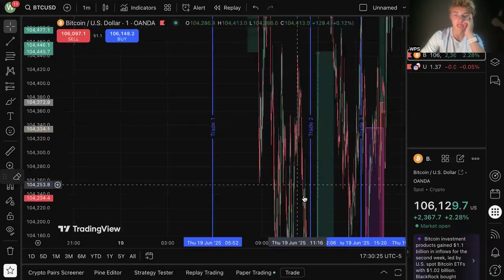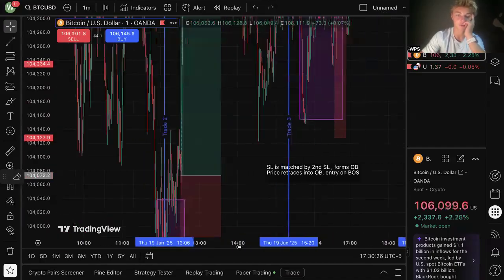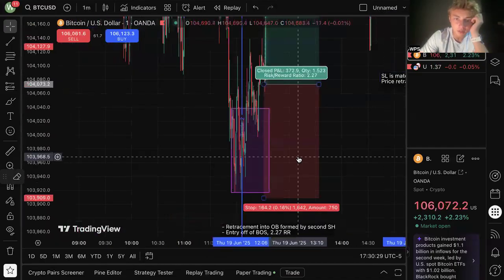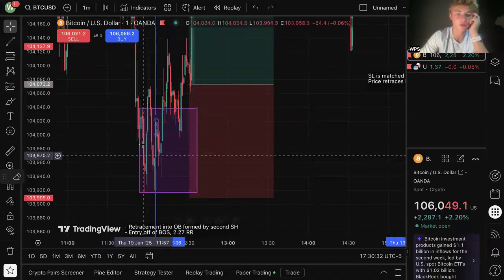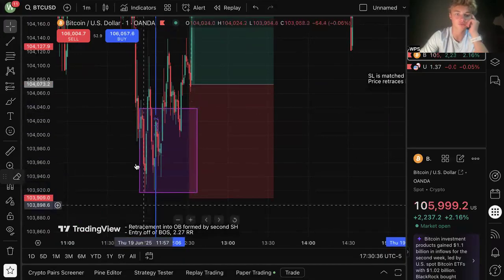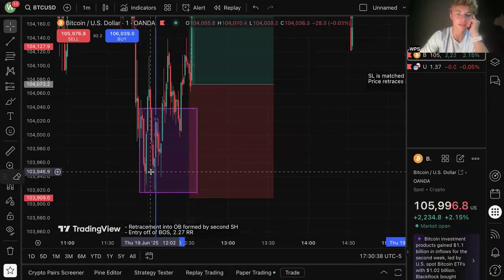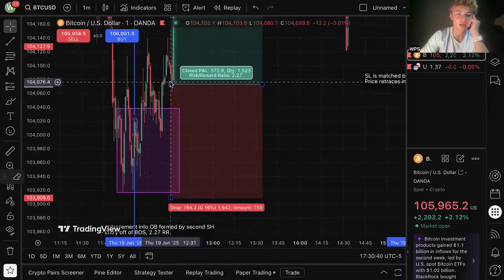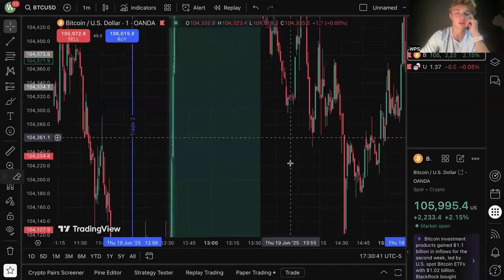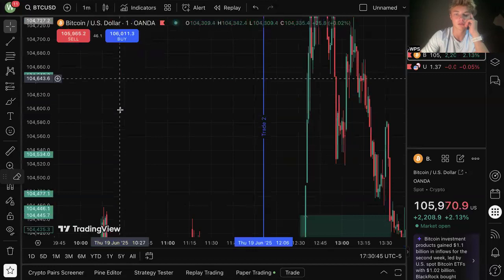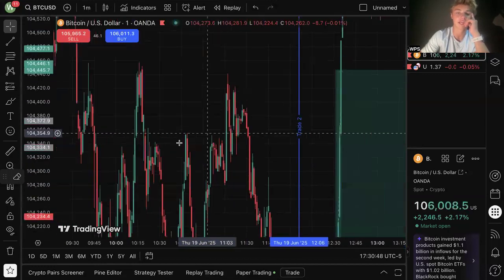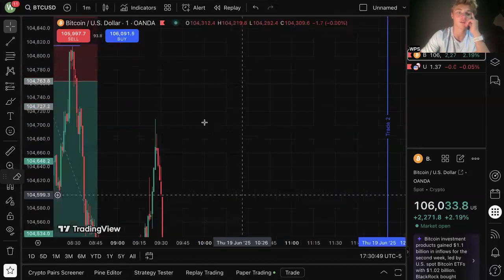Second, I could have taken a trade right here where price hits this swing low, and then the second swing low forms an order block. Price retraces out of it, comes back in, breaks structure to the upside out of the order block, and I long it with take profit up here, or I hit take profit up here, but I could have done it even up here.